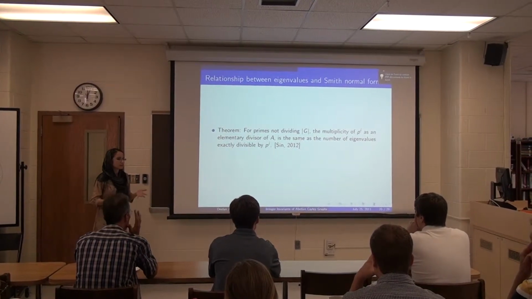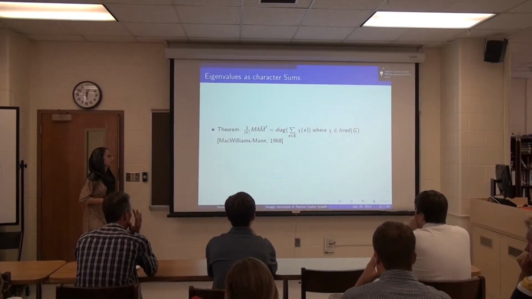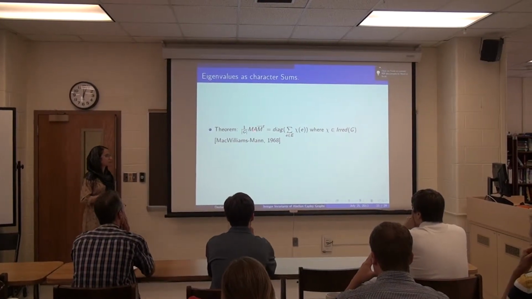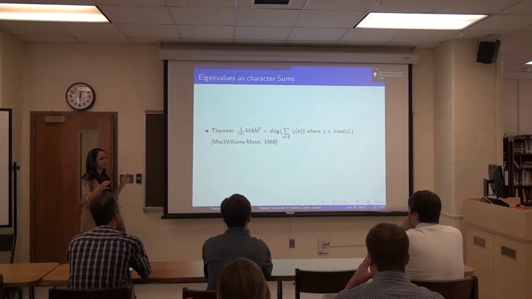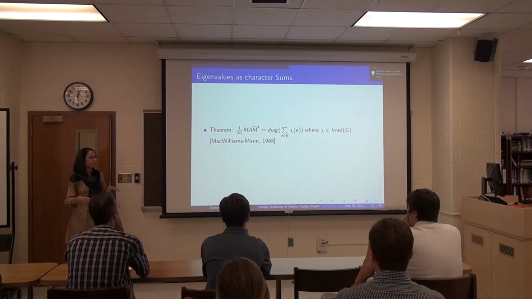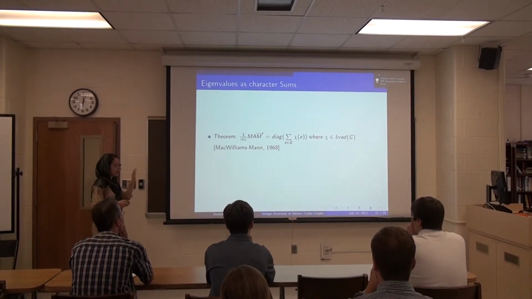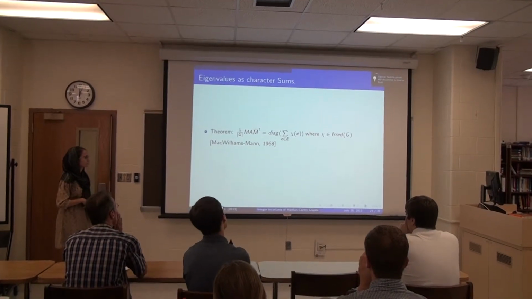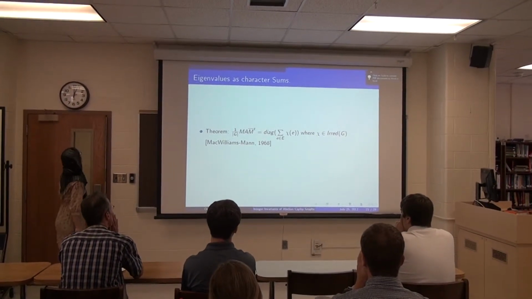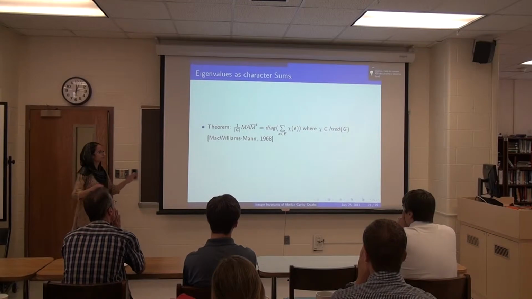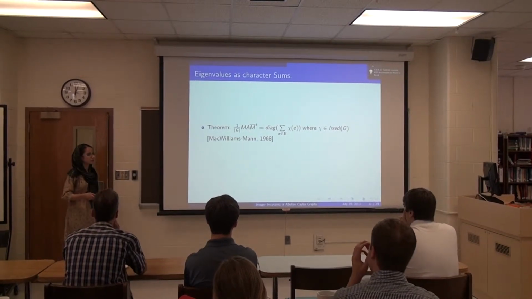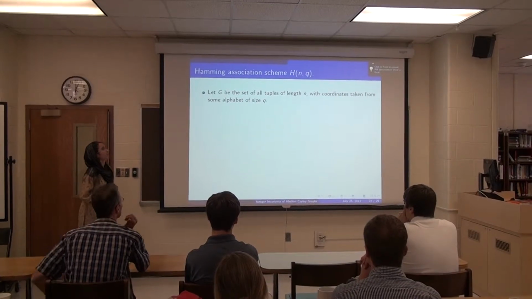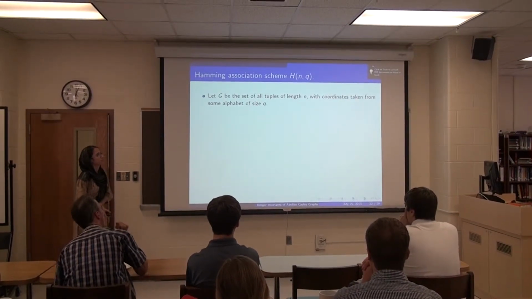And there is a known method to find eigenvalues, and this is given by this theorem. So what this does is you take your adjacency matrix and you hit it with the character table of the group. And what it pops out is a diagonal matrix, and your eigenvalues will be expressed as character sums. So what we're going to do is take these two theorems, combine them, and use them for different Abelian Cayley graphs. So the first one we're going to look at is called the Hamming association scheme.